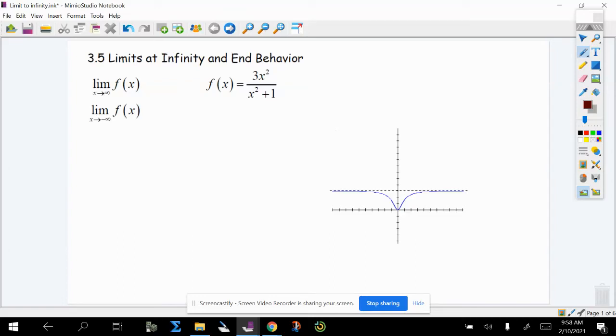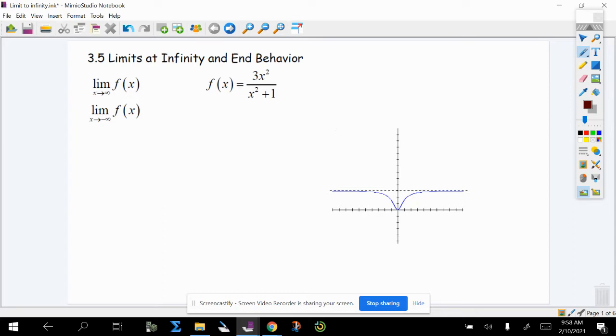In this section 3.5, we get a little bit of a break from derivatives. The focus of chapter 3 is really what does the derivative tell us about functions, both first derivative and second derivative. But in this section, we step away from that for a little bit and look at another characteristic of graphs, which is called end behavior. And end behavior can be found not with derivatives, but looking at limits.